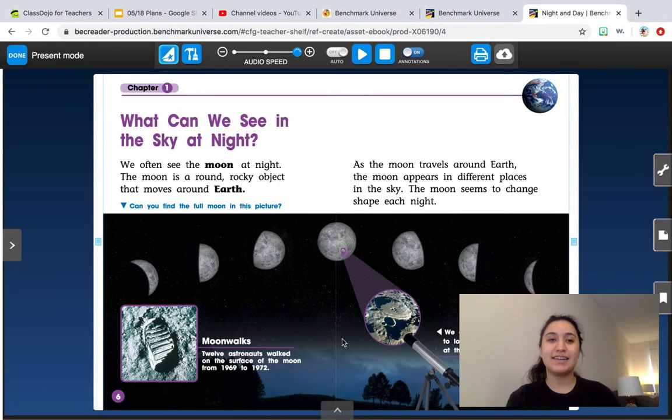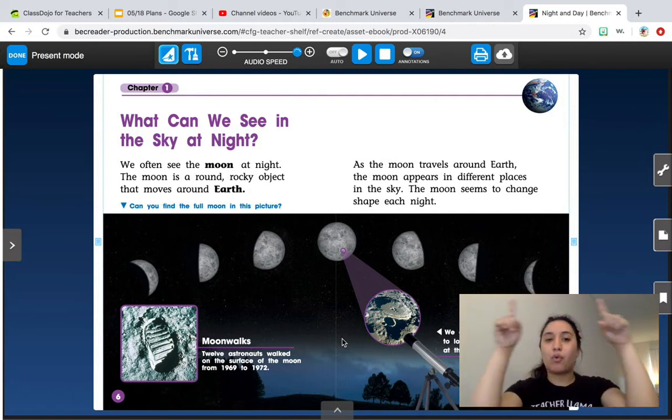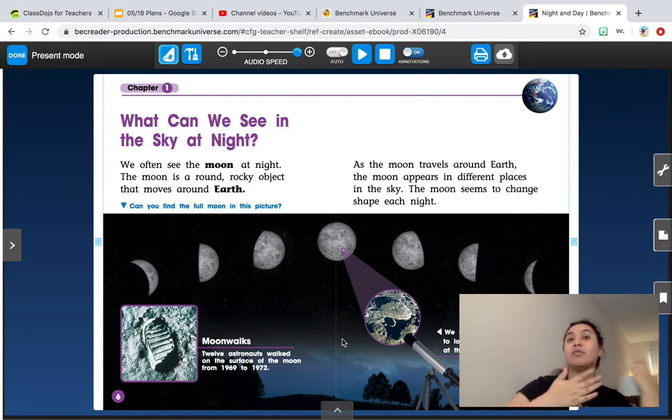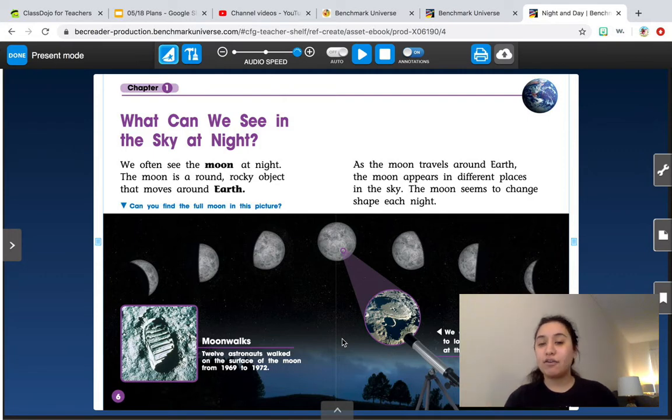So let's get started. Chapter 1. What can we see in the sky at night? We often see the moon at night. The moon is a round, rocky object that moves around the Earth. As the moon travels around the Earth, the moon appears in different places in the sky. The moon seems to change shape at night.